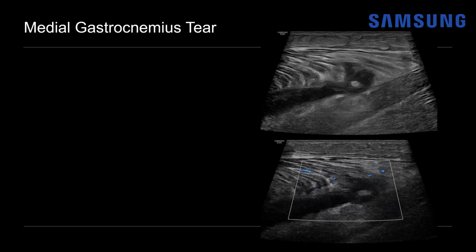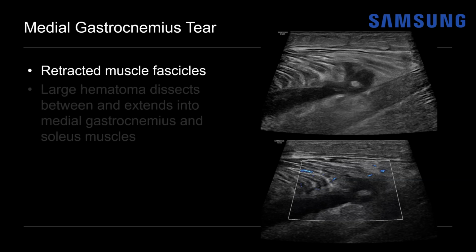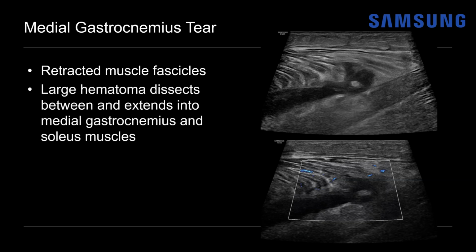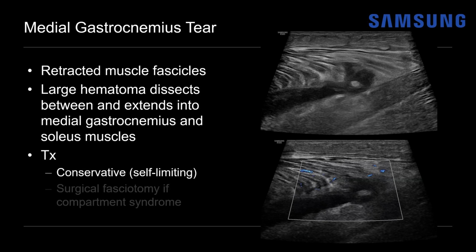And this is just another example of a distal medial gastrocnemius tear, also with some soleus involvement. Again, we can see retracted muscle fascicles at the site of the tear, and the size of a hematoma dissecting between and extending into the medial gastrocnemius and soleus muscles can vary. In general, the treatment for medial gastrocnemius tear is conservative, as these tend to be self-limiting, but rarely surgical fasciotomy may be indicated if the swelling becomes severe enough that it causes compartment syndrome.